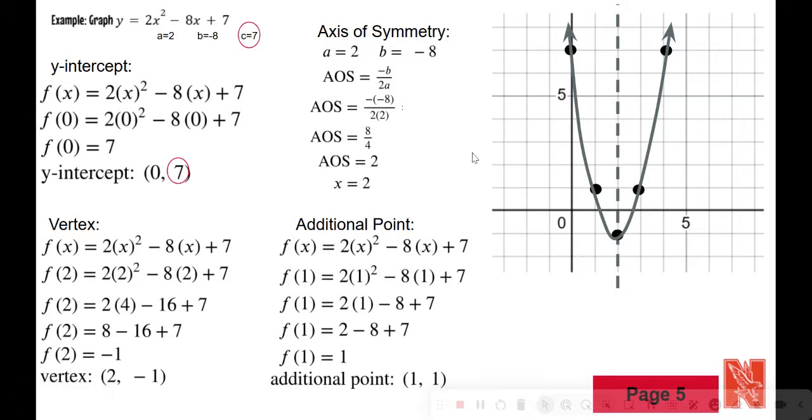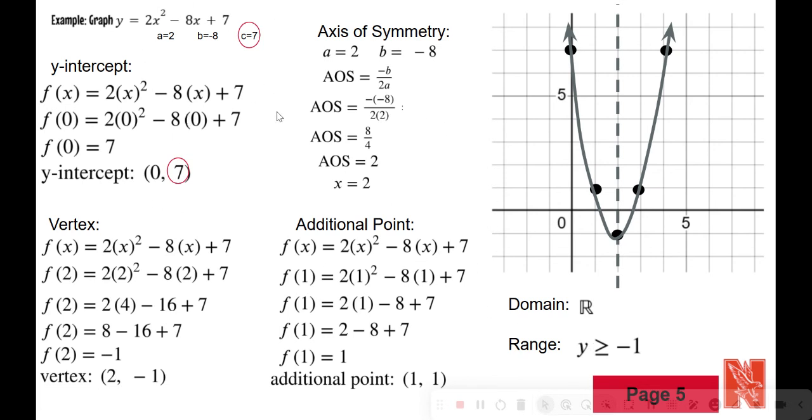The last thing we need to answer is our domain and range. Our domain: this graph goes to the left forever and goes to the right forever. So our domain is all real numbers, and it will always be. Our range: we notice that our graph goes up forever, but it stops here at -1. So it's y is greater than or equal to -1. We have to use the equal to part because you can be at -1. We didn't use the equal to, if you remember, when we were doing exponential functions.